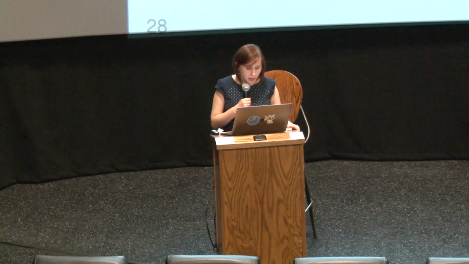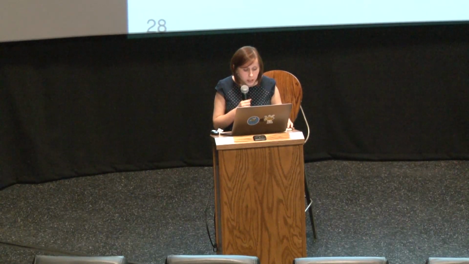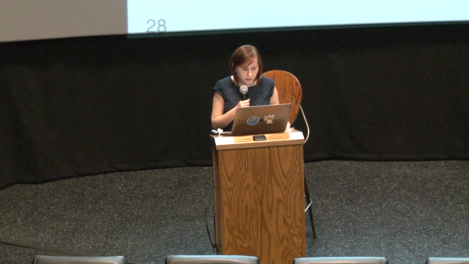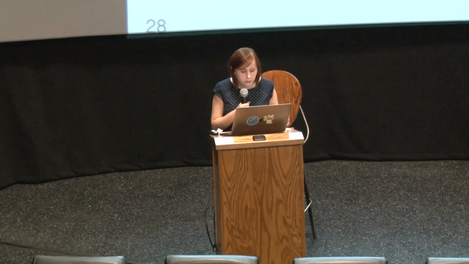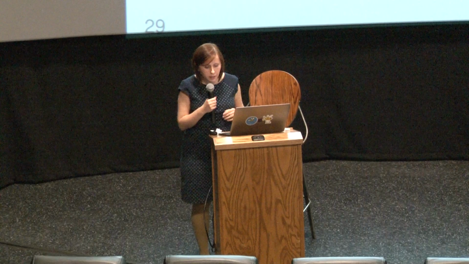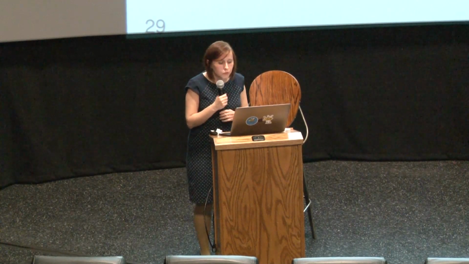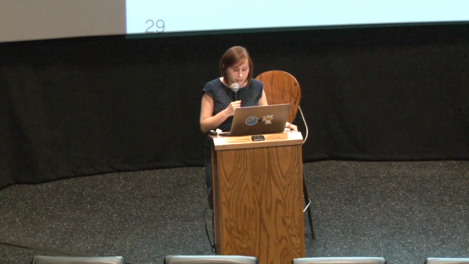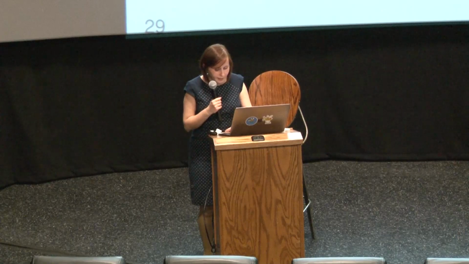They are all licensed under Apache, and the Elasticsearch version where they are available is from 7.0, which is already out, or 7.1, which will be out soon. And this is the reference, and the last reference is the GitHub project that Julie put out, showing how vector fields can be used with text embeddings. And that's the end of my presentation. Thanks very much.